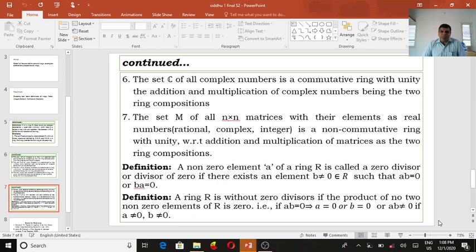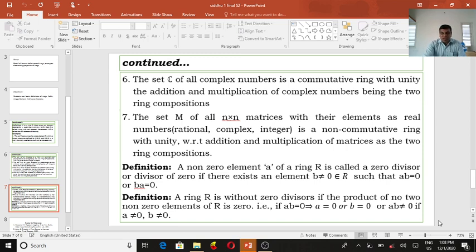Again, I am discussing very familiar elements A, B, C, like that, only two elements adding to each other. Suppose you take a setup of square matrices of equal sizes. Let M be a set of n cross n matrices. Their entries are real numbers, either complex, real or rationals.